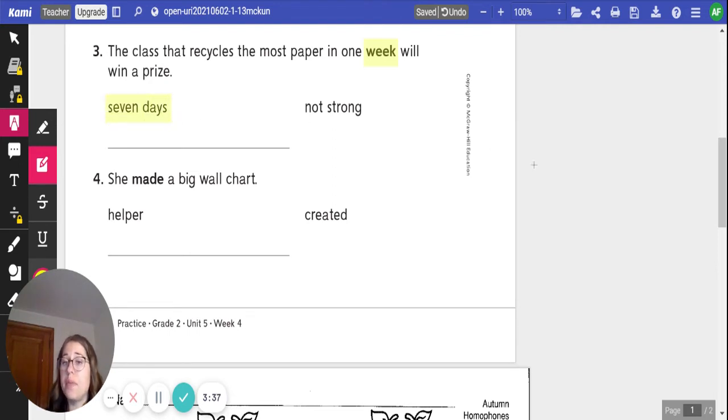And number 4, she made a big wall chart. Our homophone made, does it mean helper or created? She helper a big wall chart or she created a big wall chart? We would say she created. The other maid, M-A-I-D, would be somebody who helps clean up, like a helper.